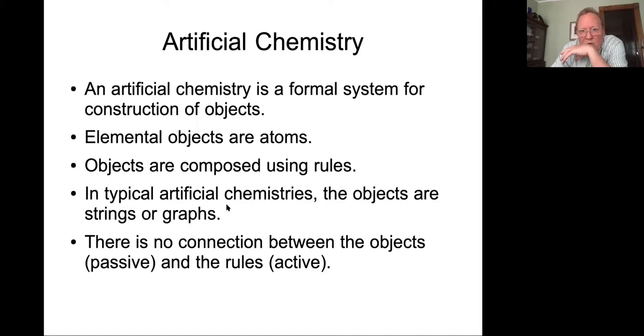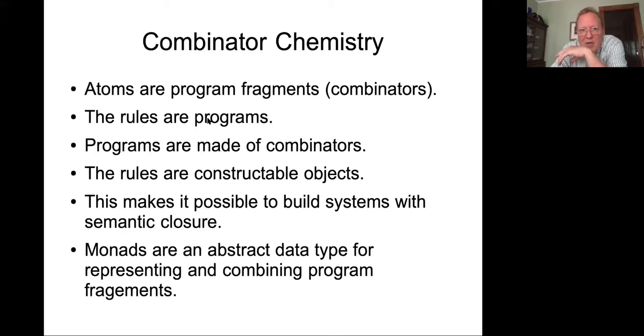What can we do with Haskell? Well, we can make a combinator chemistry. Atoms are program fragments. The rules are programs. The programs are themselves made of combinators. So the rules are constructible objects. And this makes it possible to build systems with semantic closure in the sense that Walter Fontana and others have talked about. We can build programs that build programs, and we can potentially evolve the rules which govern the chemistry, not just the objects they act on. What makes this possible? Well, monads are an abstract data type for representing and combining program fragments. So clearly they have something to say about this.